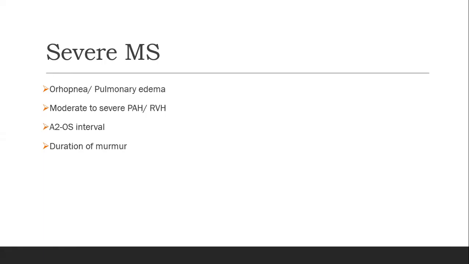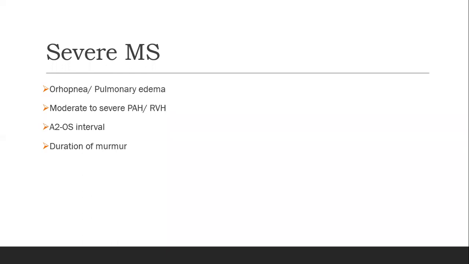Okay, so what are the other criteria to say severe MS? We have to know mild, moderate, and severe for some reason, and I'll tell you the reason. But just remember, presence of pulmonary edema is severe MS. Presence of pulmonary arterial hypertension is severe MS. Two findings on auscultation indicate severity of any valvular lesion. One is the duration of the murmur and the other is the A2OS interval. If the duration of the murmur is longer, it means obviously the pressure gradient lasts for a longer time, so the lesion is very severe. So the duration of the murmur indicates severity of the lesion.